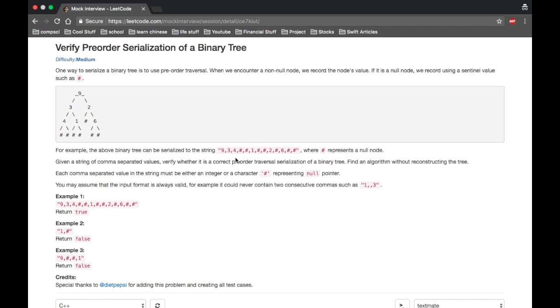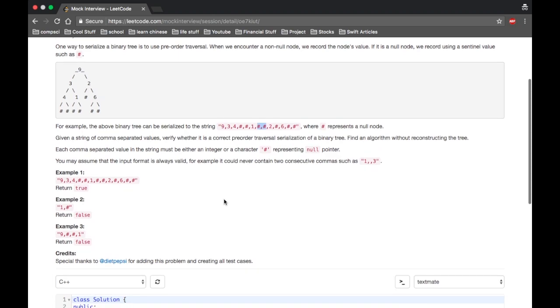So preorder is parent, then left, then right, and then parent, left, right. So parent, then 3 is another parent, 4 is another parent, then child of 4, then we go back to 3, and then 1 is a parent of 2 hashes. Okay, so then yeah, this is true, and then this is false because we need 2 hashes after the 1.